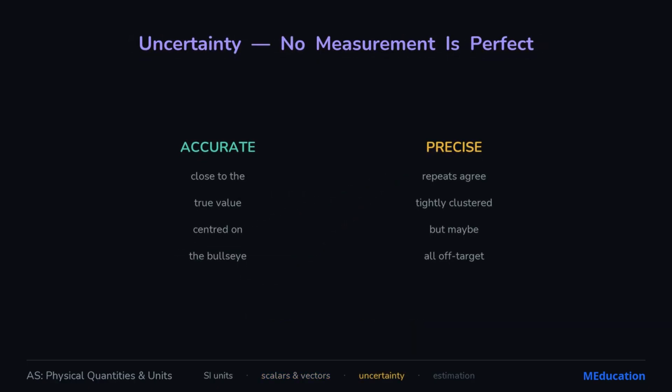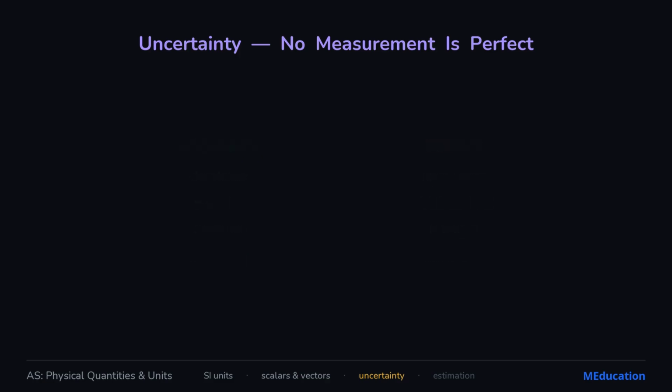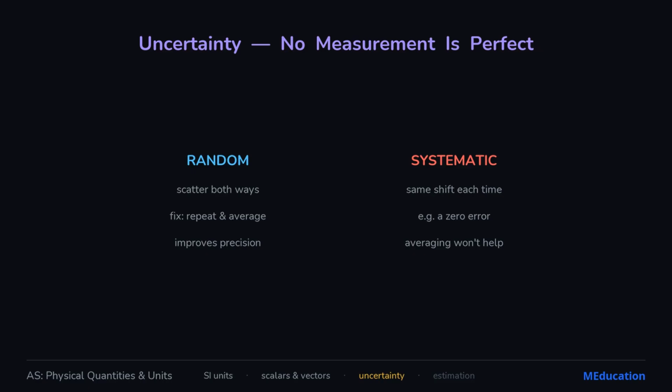No instrument is perfect, so every reading carries an uncertainty. Two ideas are easy to confuse. Accuracy is how close you are to the true value. Precision is how tightly your repeats cluster together. You can be precise but wrong, a clustered set of dots, all landing far from the bullseye. Precise but not accurate.